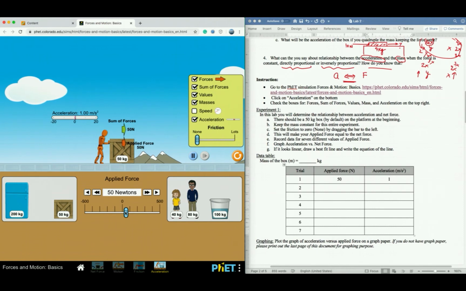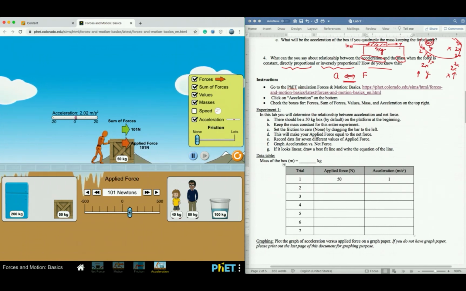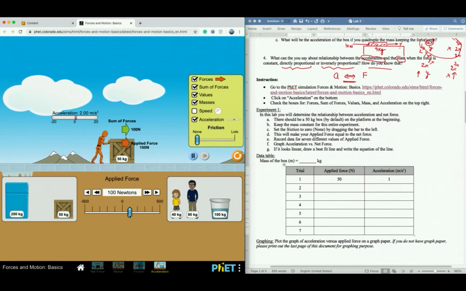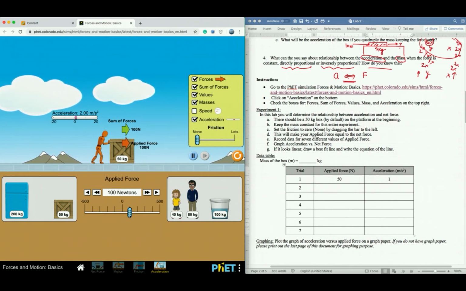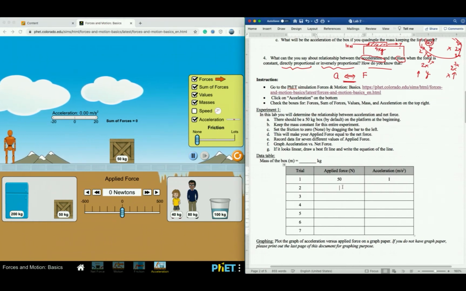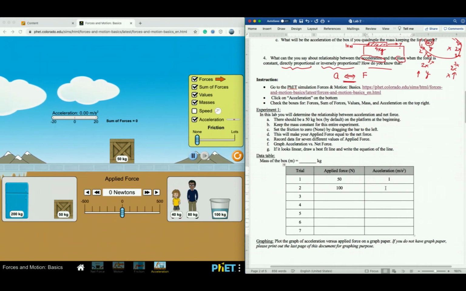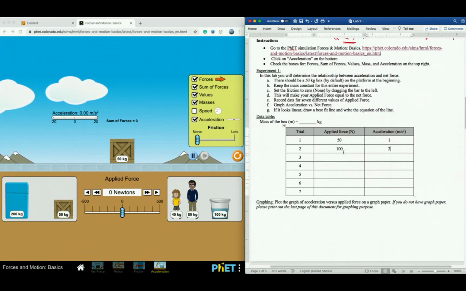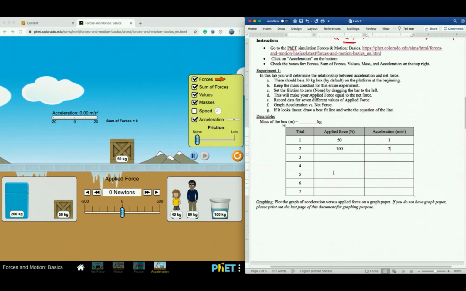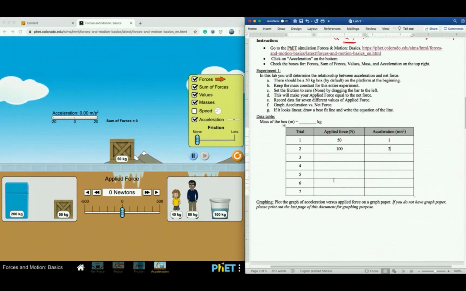Now you increase the force to 100. Okay, so for 100 newtons force, acceleration is 2 meters per second squared. Okay, so for 100 newton, acceleration is 2. So I want you to find acceleration for 7 different forces. So you use other forces and find the acceleration.